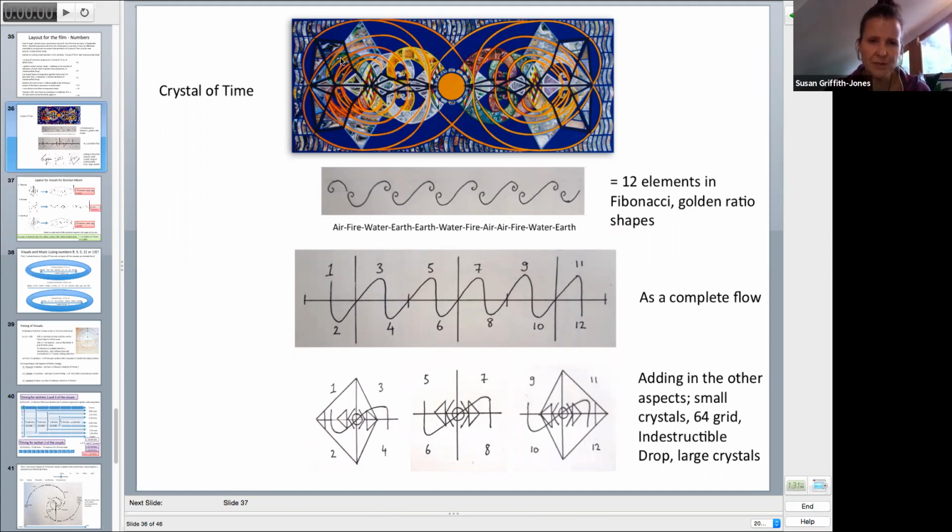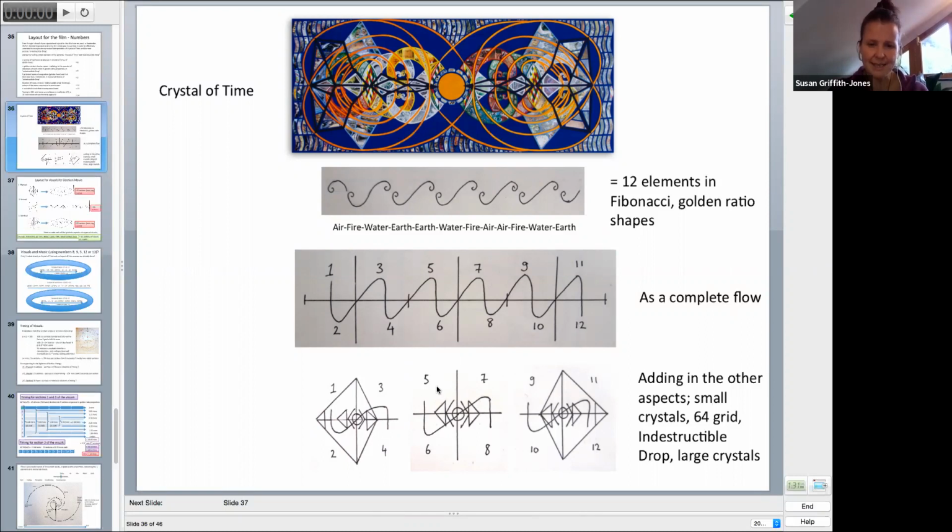So what I did was I just pulled up each one. So this one here becomes this one here, this one here becomes this one here, this one here becomes this one here, etc. the whole way through. So we have the 12 elements in Fibonacci golden ratio shapes: air, fire, water, earth, earth, water, fire, air, air, fire, water, earth. So they're kind of going this way, that way, this way. And as a complete flow, it looks something like this.